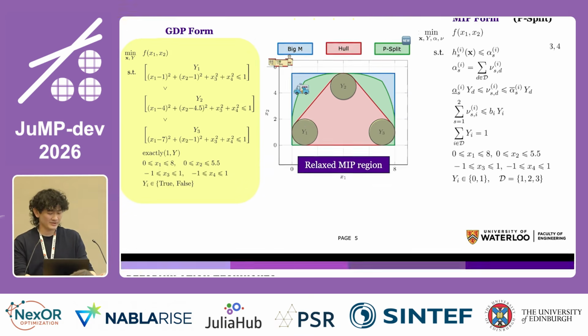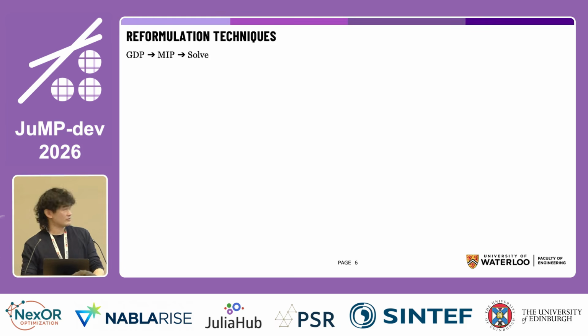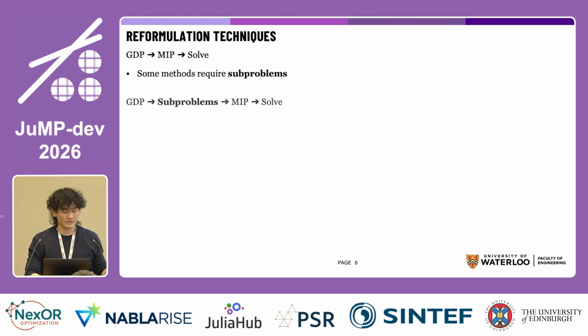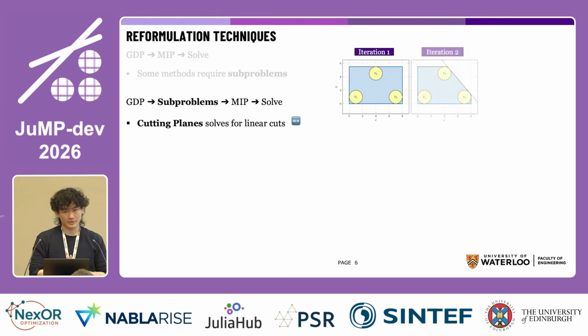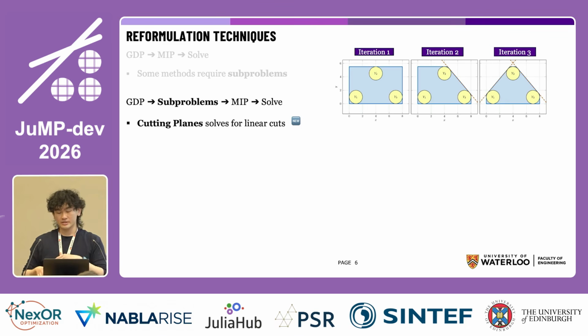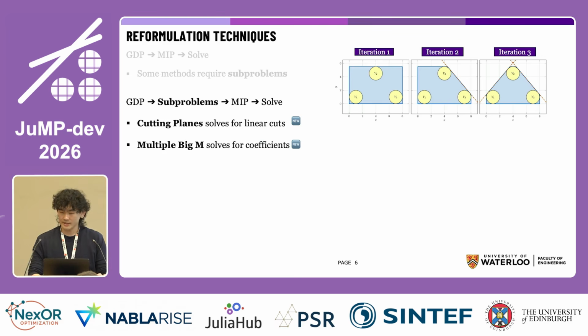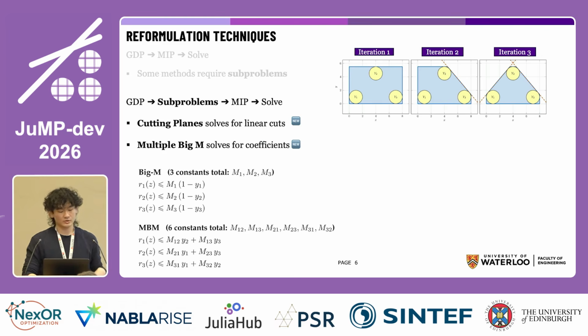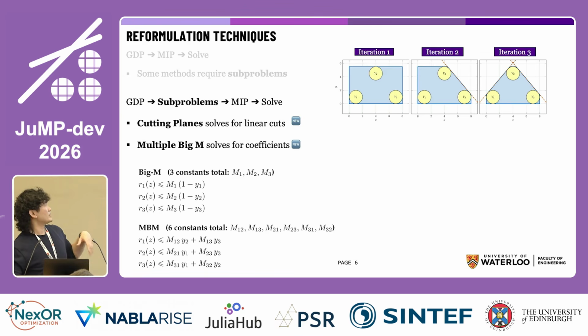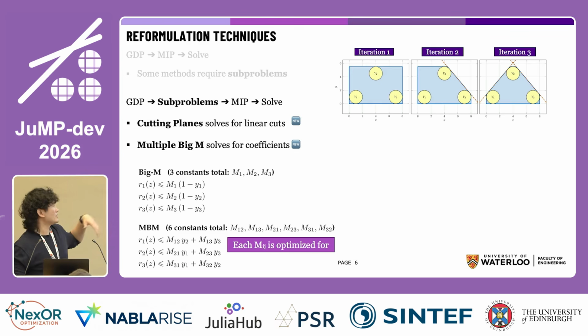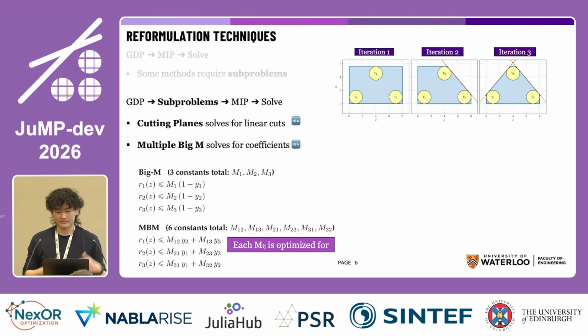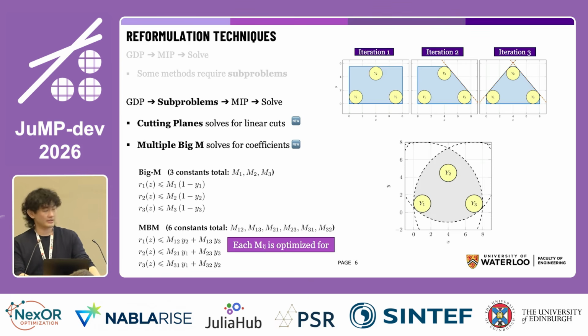So just a couple more methods to talk about. The general form I gave you was GDP, you get your MIP, and then you can solve your problem. Some reformulations require that you solve a sub-problem. For example, we have cutting planes, where you solve for a series of linear cuts, and these linear cuts try to approximate the hull as closely as possible. You have multiple Big M, which solves for coefficients. In generic Big M, you have 3 coefficients per disjunct. Now you have 6. But each of the M values requires a separate optimization problem in order to actually get the final MIP reformulation. And you get an interesting looking region here with the problem I showed before.